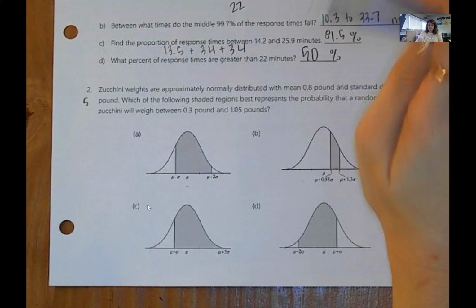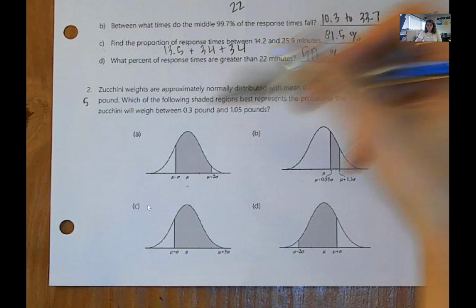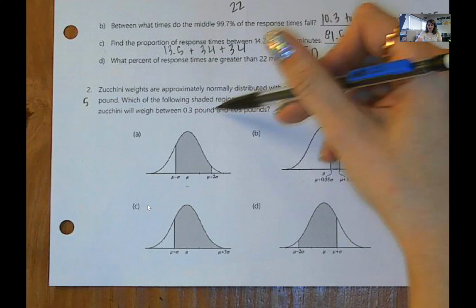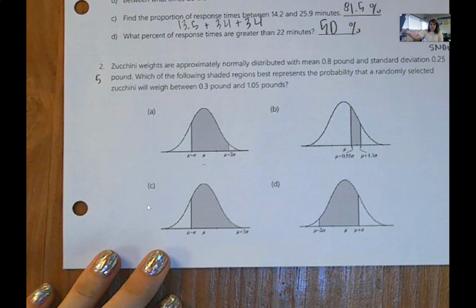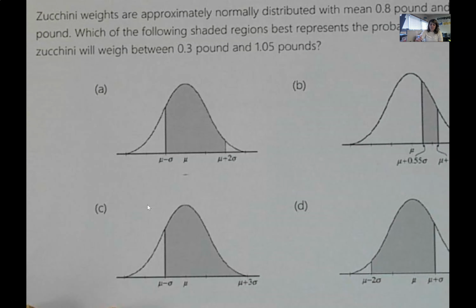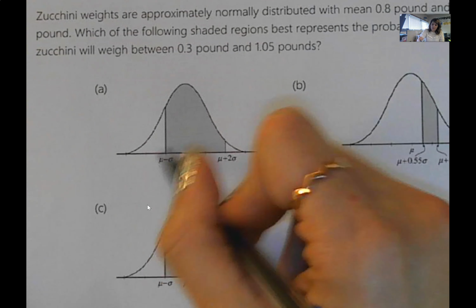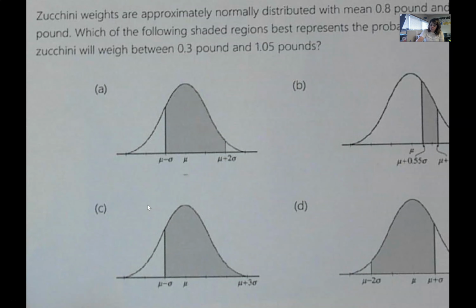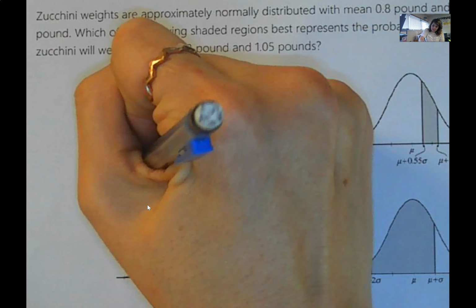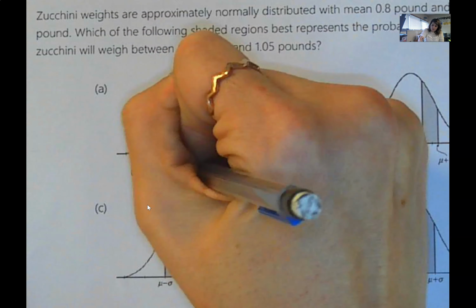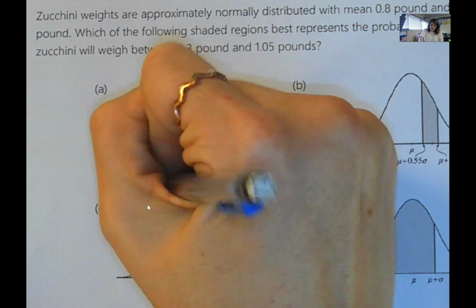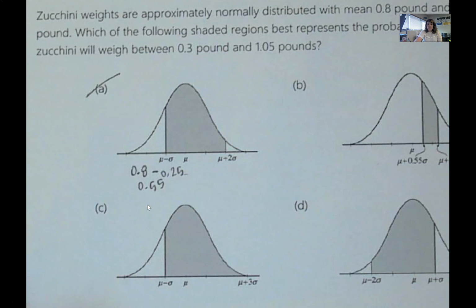And then our last problem is zucchini weights that are normally distributed. They want to know which one of these models from 0.3 pounds to 1.05 pounds. And on this, you should just use the x-axis as a formula to figure out what this value is. So mu is 0.8, and they subtracted 1 standard deviation. So that gives you 0.55. So it's not A, because your lower bound is 0.3.